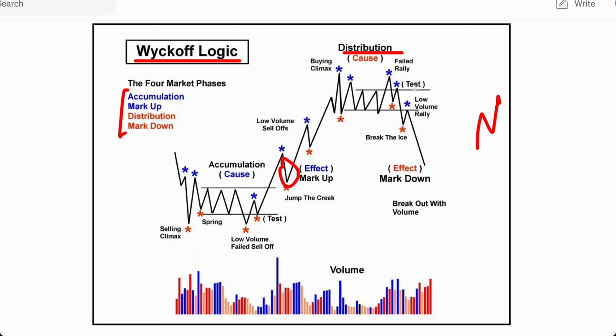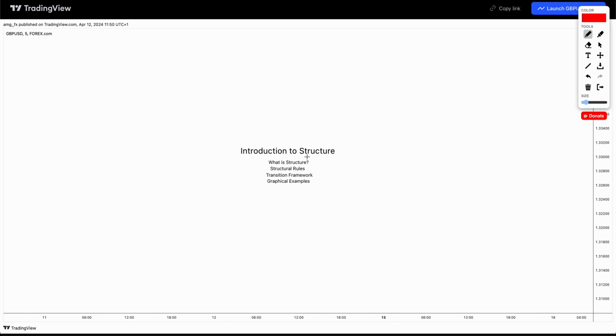And as I mentioned earlier in the video, you can identify these via structure and liquidity. But these are the 4 things we'll go through in this video: what structure is, structural rules, transition frameworks, and some examples on the charts.